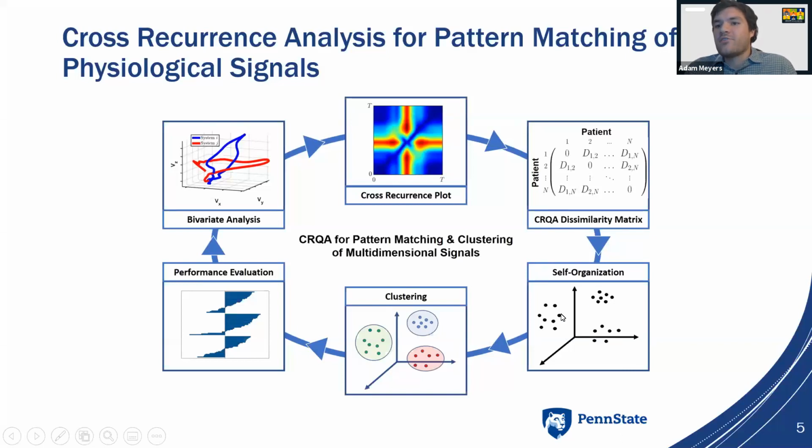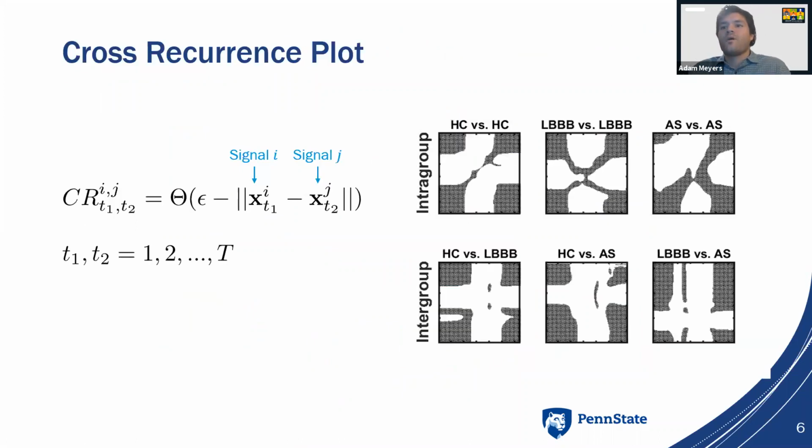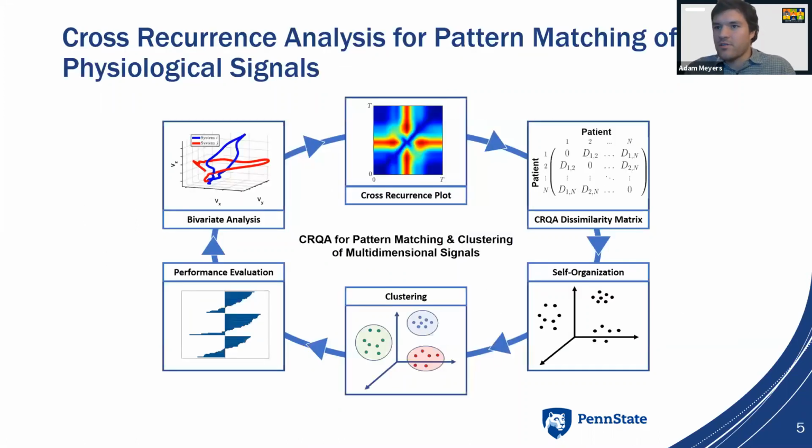With the node locations known, we can then perform clustering and then compare the clustering output with the known diagnoses of the patients. We know if they're healthy control, myocardial infarction, or left bundle branch block, so we can compare to the known diagnoses. So I'm going to talk about each one of these in turn.